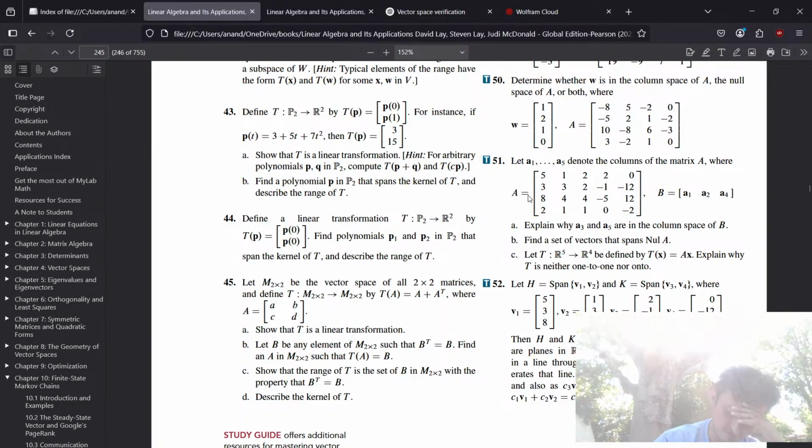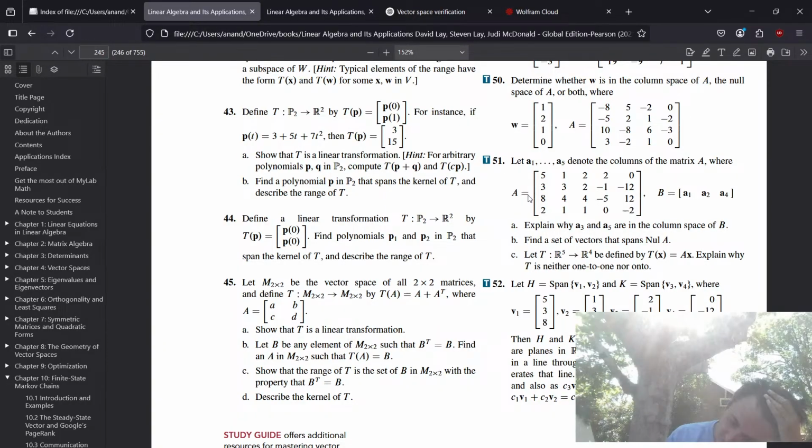Okay, so what is the kernel? The kernel is going to be all the polynomials that always get sent to zero.